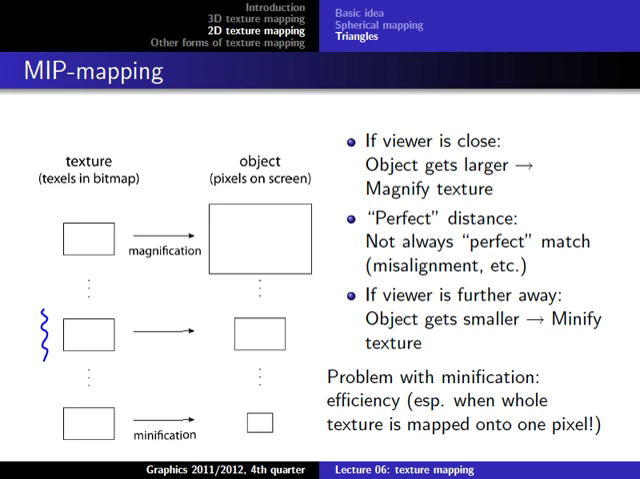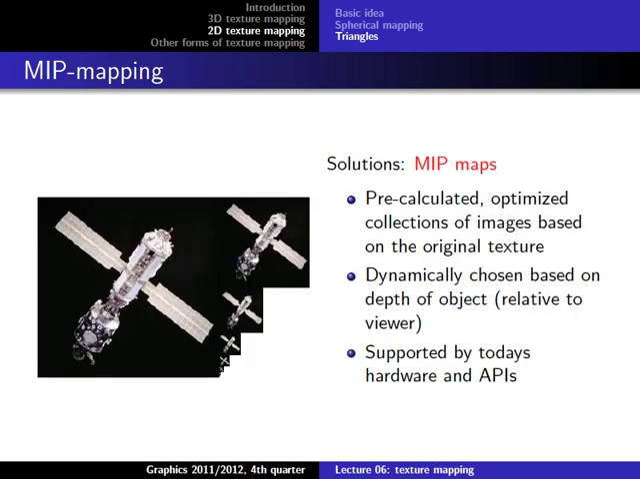What we do with this in practice is that most APIs support so-called MIP-mapping, which is basically just creating a set of textures at different sizes, and then the hardware, the API, automatically picks the one that is the appropriate size dynamically when it renders the object, depending on the size of the object, which depends in turn on how far away it is from the observer. So if it gets further away, it gets smaller, then we choose a smaller texture. If it comes closer, then we choose a larger texture to avoid these artifacts that you get when you blow up an image with a low resolution to a higher number of pixels.